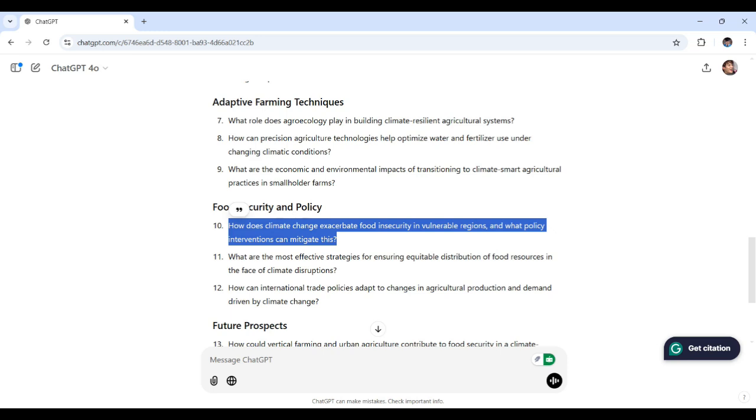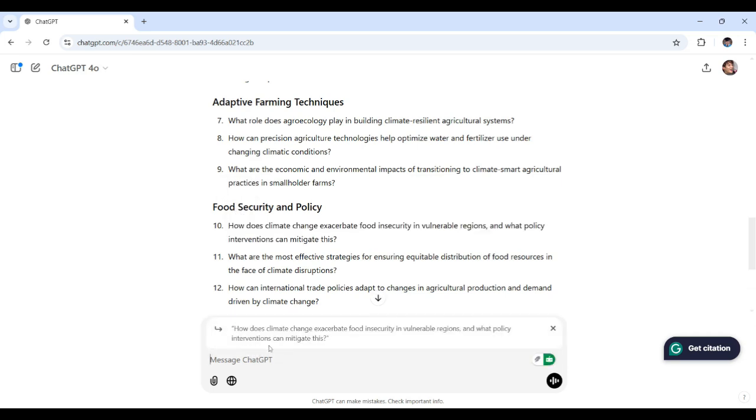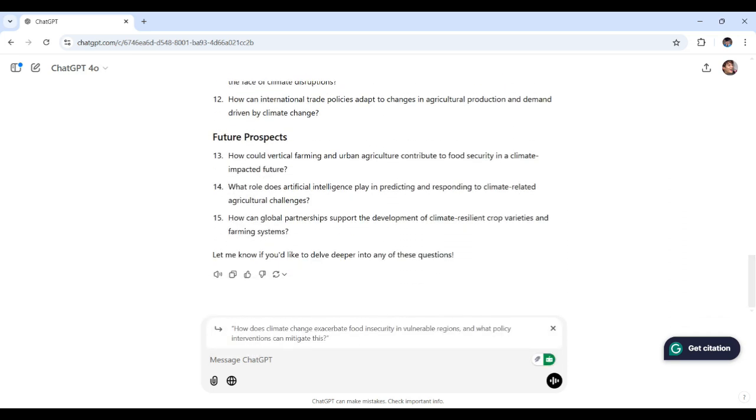How does climate change exacerbate food insecurity in vulnerable regions, and what policy interventions can mitigate this? Okay, let me just quote. There we go. Reply, just to get this highlighted right there. And now, as you'll see, a good thesis should not only address the question, but also highlight the direction your research will take. Now let's ask ChatGPT to draft one for us.